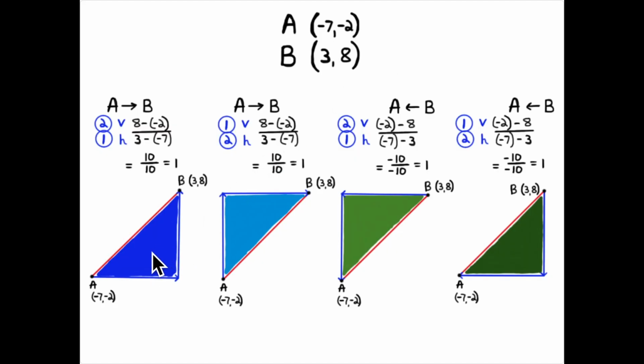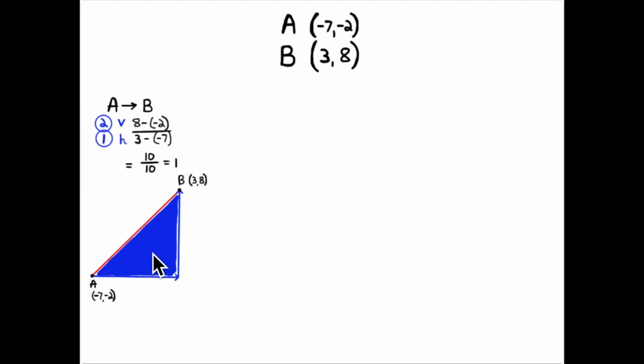So let's look at this slope triangle first. So again, we're moving from A to B, so we're going to subtract the A coordinates from the B coordinates, and we're going to calculate the horizontal length first. So that's going to be 3 minus a -7. So this 3 minus this -7, and then this 8 minus -2, minus this -2 right here.